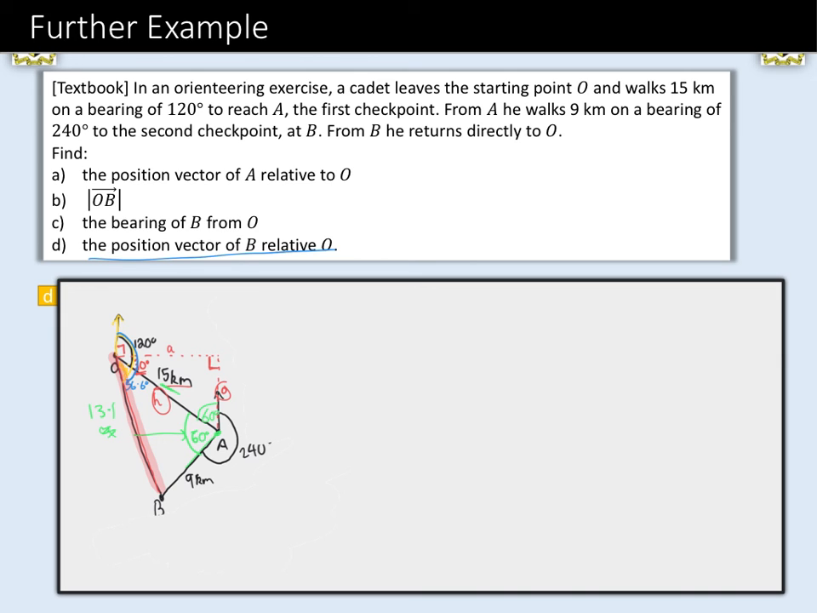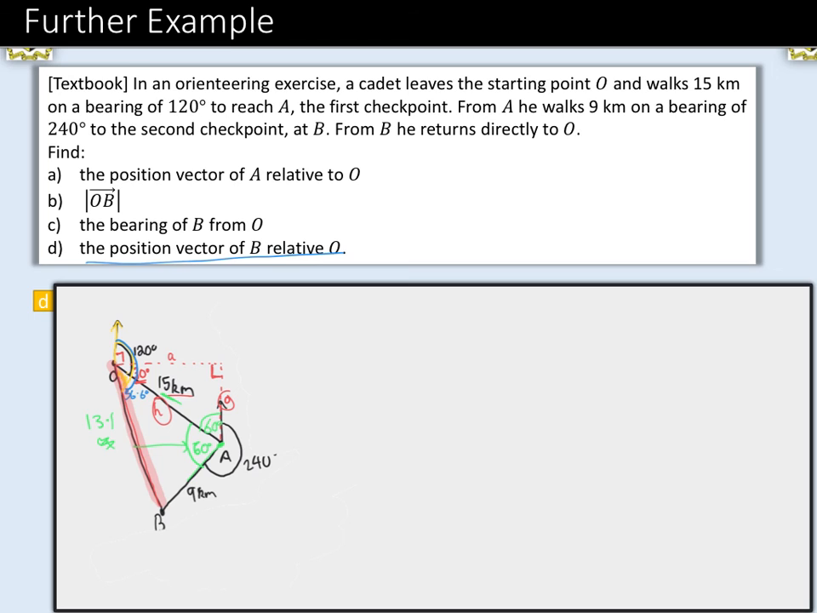You might remember that we already worked out the position vector of A. You could then work out the position vector of A to B, and use that to figure out the position vector of B. But probably the easiest way to do this is just to write down the little bit that we need. So here I've got O, and here I've got B. I know that the length between the two of those is 13.1.